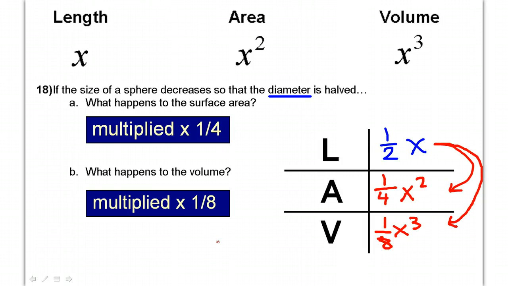Okay? Yes? Yes, you could put divides by 4. I'll take either one. The question was, could you put divides by 4 for surface area and divides by 8 for the volume? Sure. All right, any question on this?